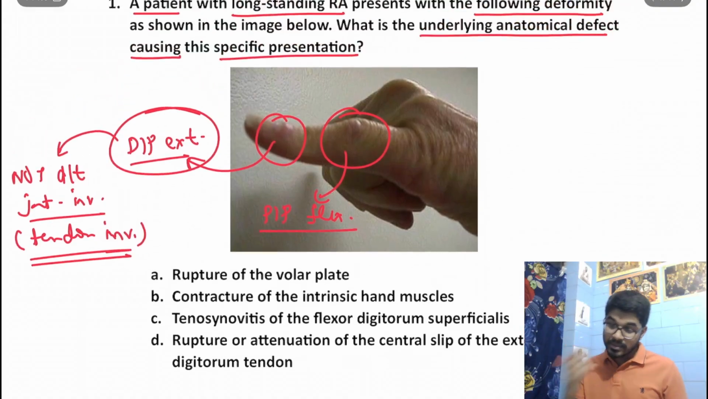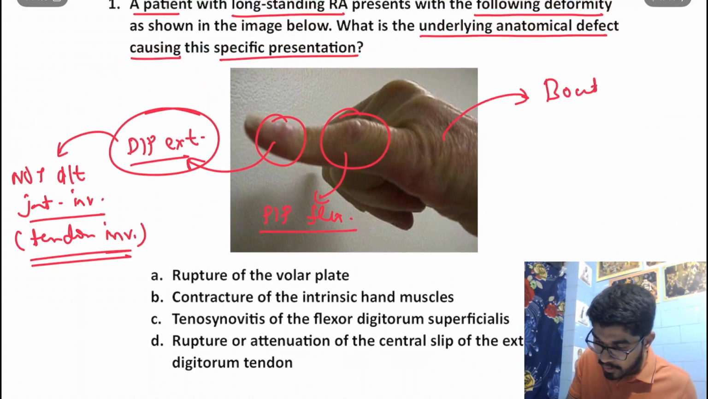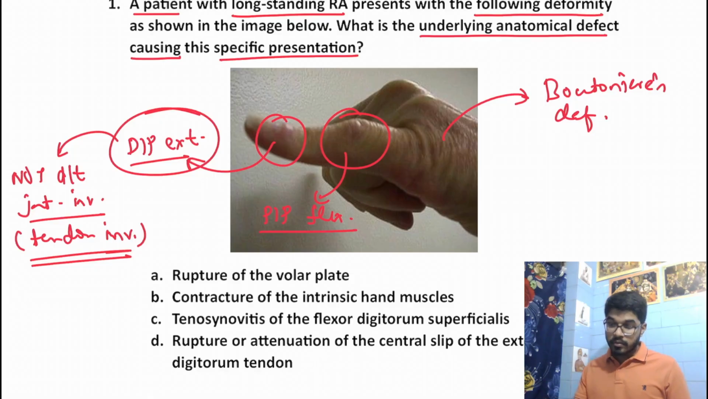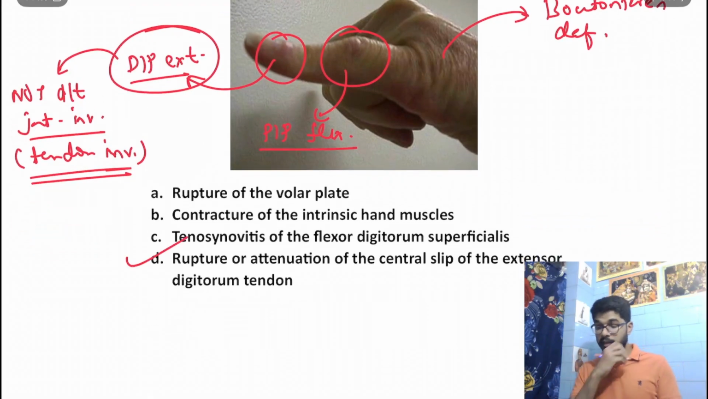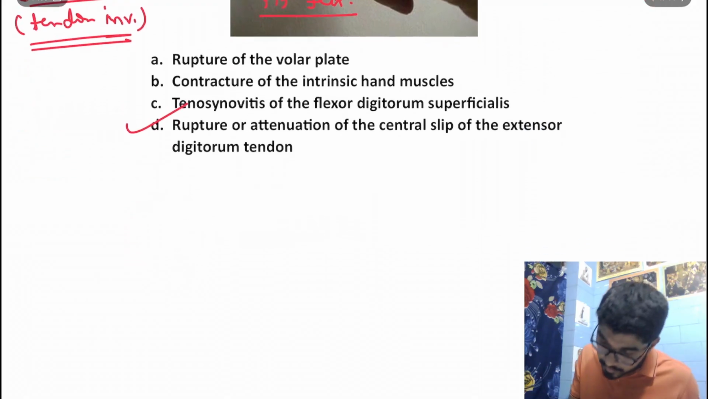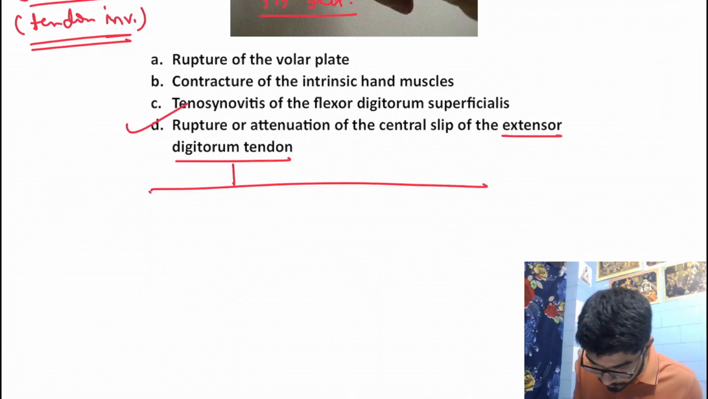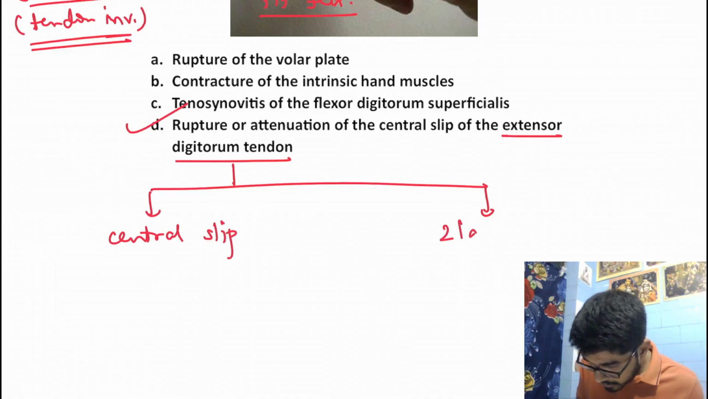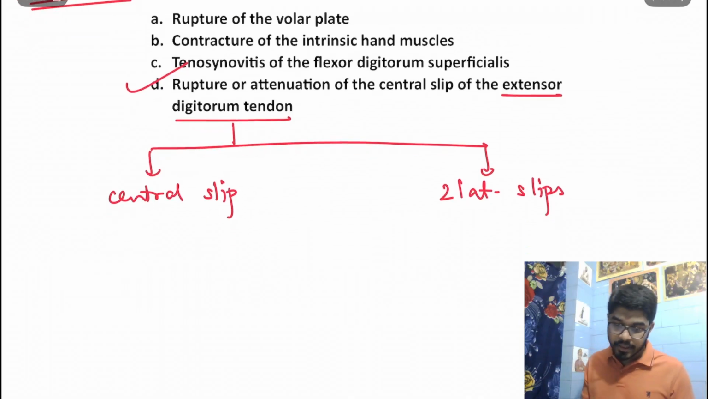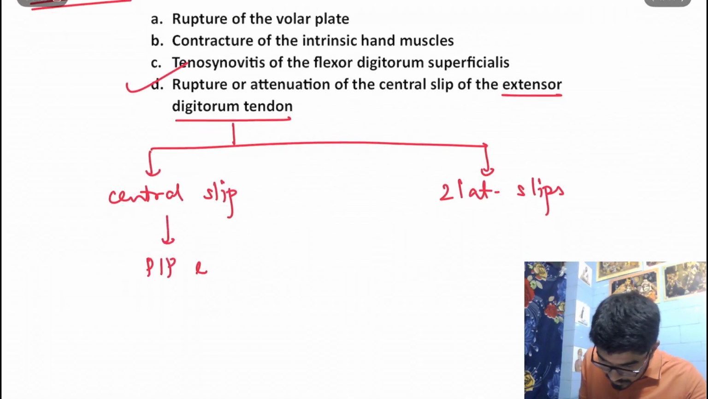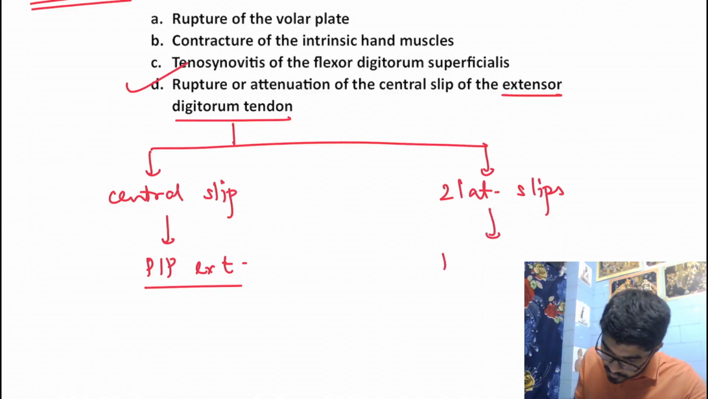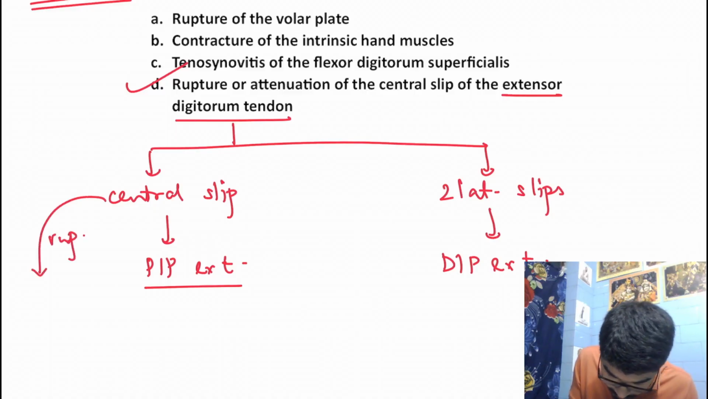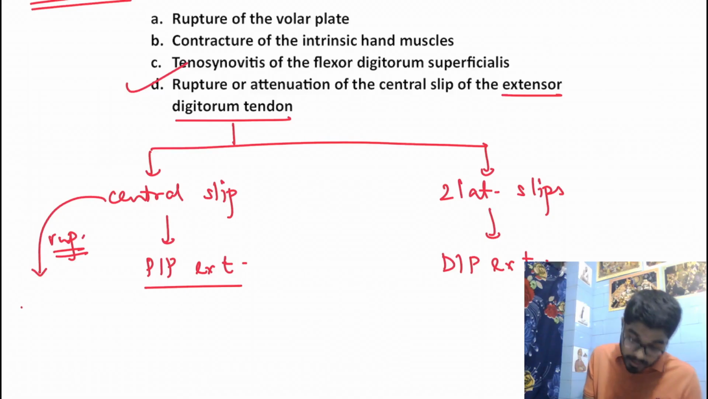This specific deformity is known as Boutonniere's deformity. It is actually due to rupture of the central slip of the extensor digitorum tendon. What happens? This extensor digitorum tendon has two parts. It has a central slip, and it has two lateral slips. This central slip is for PIP extension and these two lateral slips are for DIP extension. So when this central slip is ruptured in rheumatoid arthritis, your PIP extension would be absent.